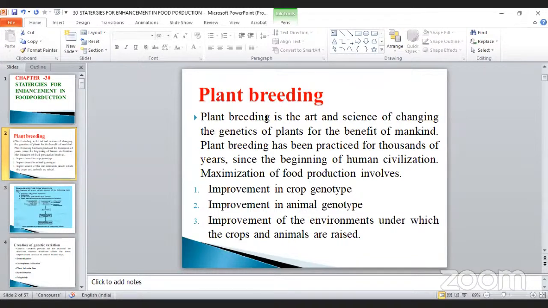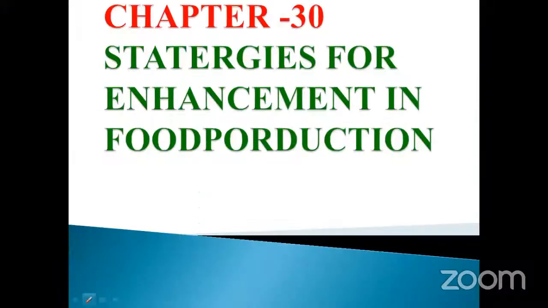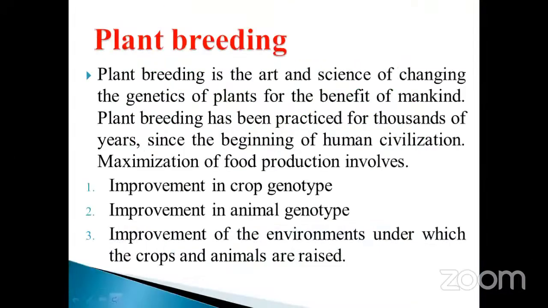So here what we are going to discuss: plant breeding is the art and science of changing the genetics of plants for the benefit of mankind only. Okay, mankind only. What is the main purpose of this? Mankind. Why is it used? Why is it used? First of all, you should know.